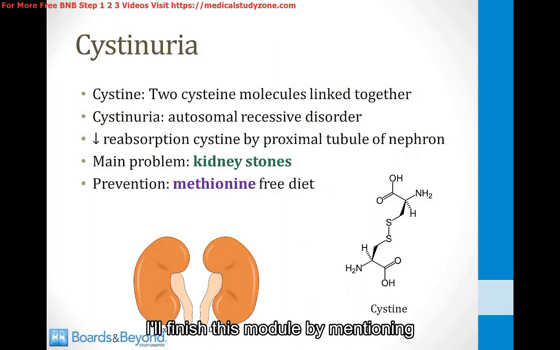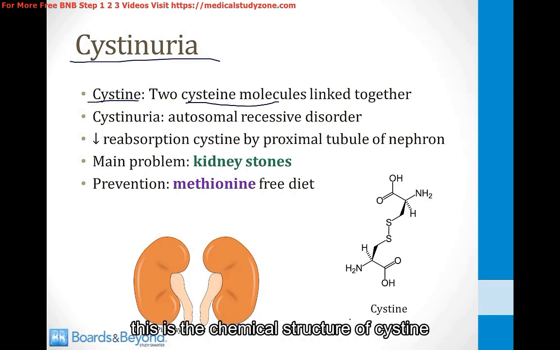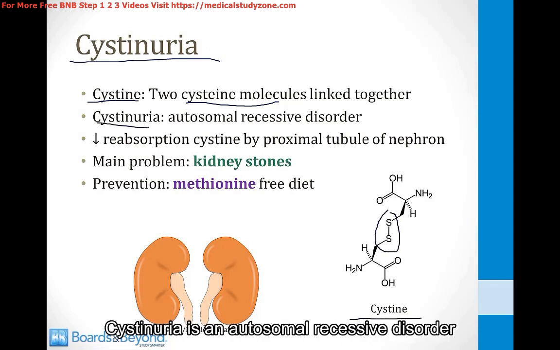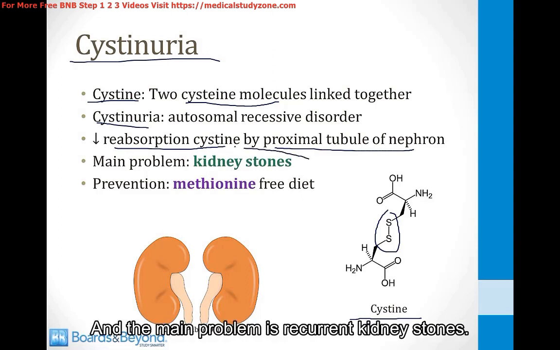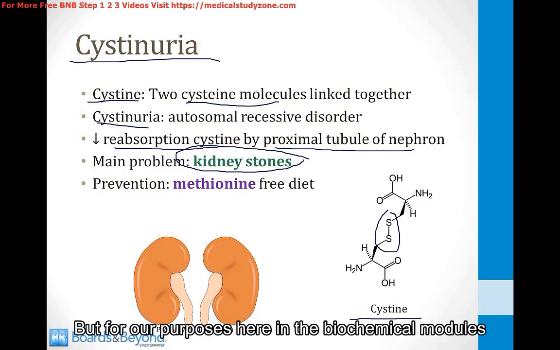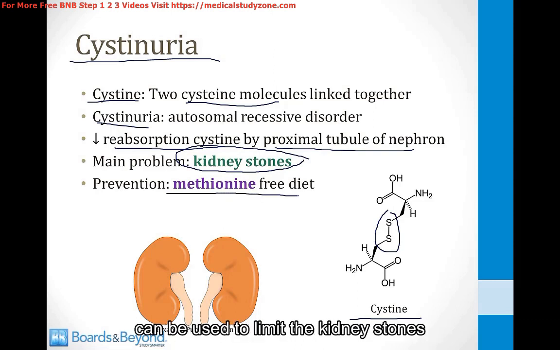I'll finish this module by mentioning a condition called cystinuria. Cystine is a molecule composed of two cysteine amino acid molecules linked together. If you look at the bottom right side of the screen here, this is the chemical structure of cystine, and the two sulfur groups are linked together. Cystinuria is an autosomal recessive disorder where there is poor reabsorption of cystine by the proximal tubule of the nephron. And the main problem is recurrent kidney stones, and I talk about this in more detail in the renal modules on kidney stones. But for our purposes here in the biochemical modules, I want to mention that a methionine-free diet can be used to limit the kidney stones in patients who have cystinuria.